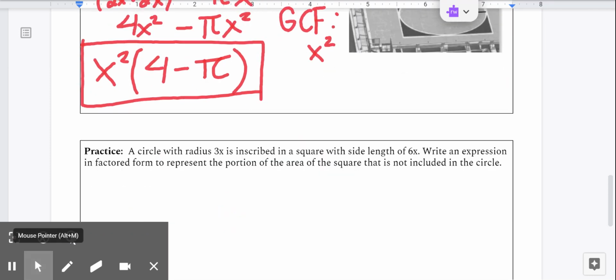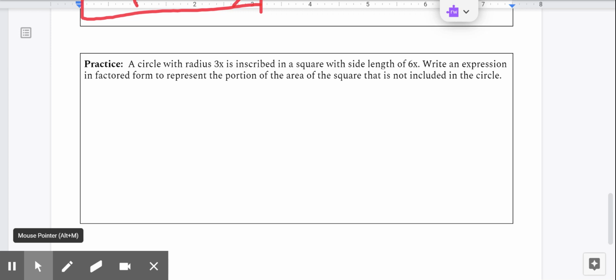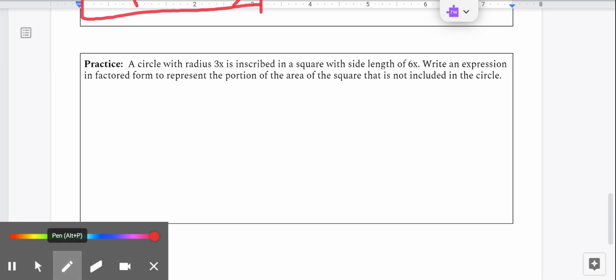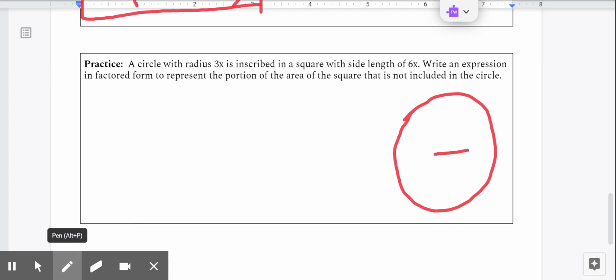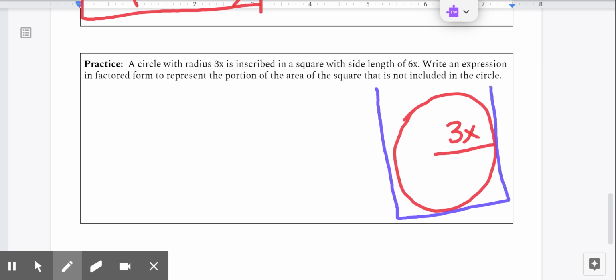All right, the last thing that I would like you guys to do is try this problem. Super, super similar to the one we just did. It says a circle with radius 3x. I'll even draw you a picture here. Circle with a radius of 3x is inscribed inside a square with a side length of 6x. So you've got your square, and it tells you that side length is 6x, and you are writing an expression in factored form to represent the portion of the area of the square that is not included in the area of the circle. So it would be this shaded region on the corners, just like that last problem.